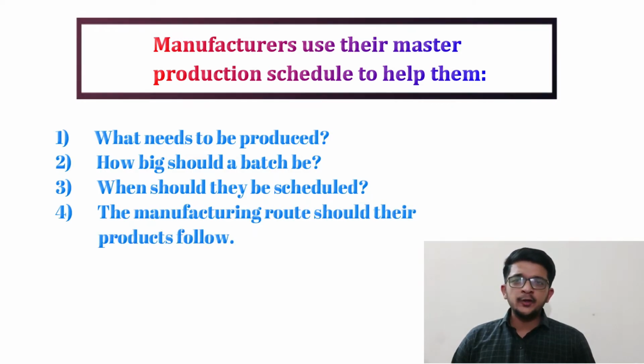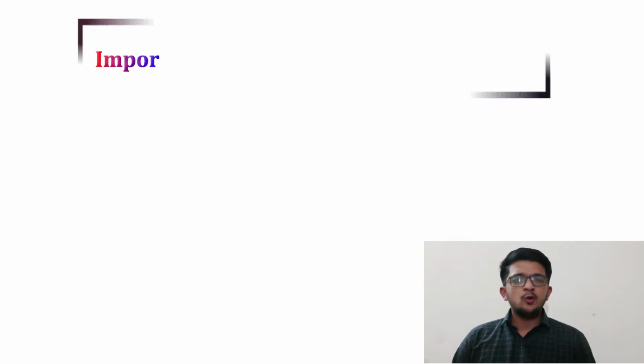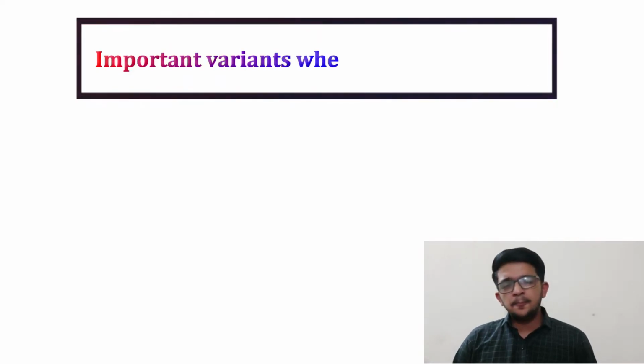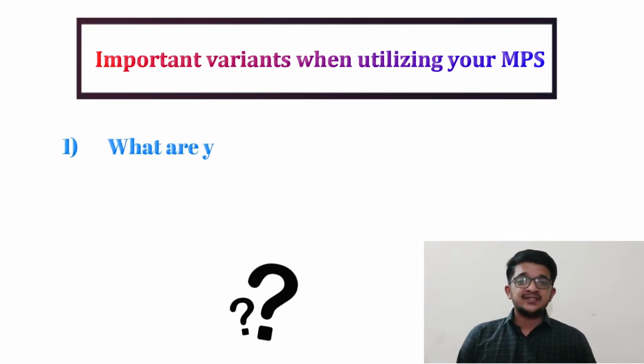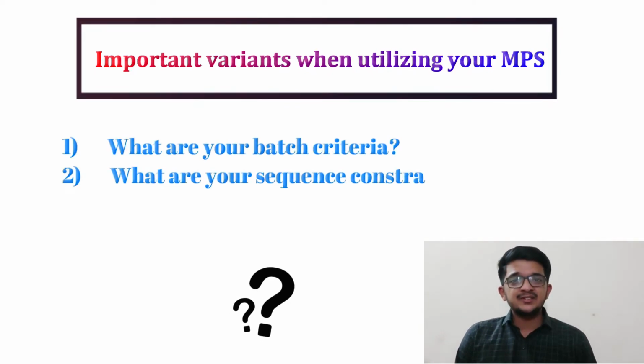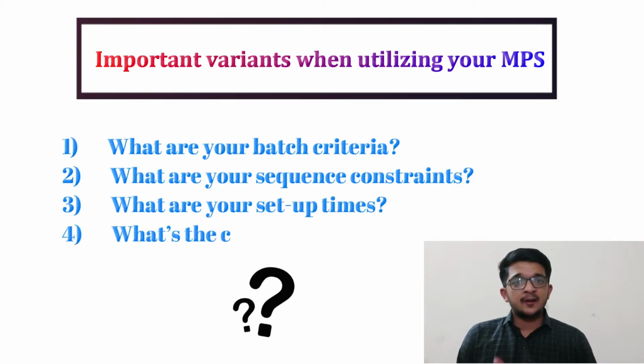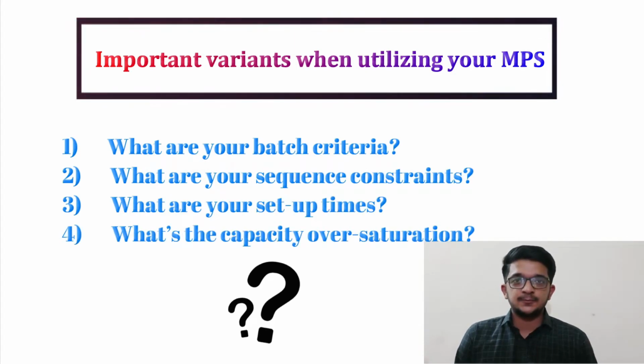So, when you're putting together your master production schedule, you also need to consider these other important variants when utilizing your MPS. What are your batch criteria? What are your sequence constraints? What are your setup times? And what's the capacity oversaturation?